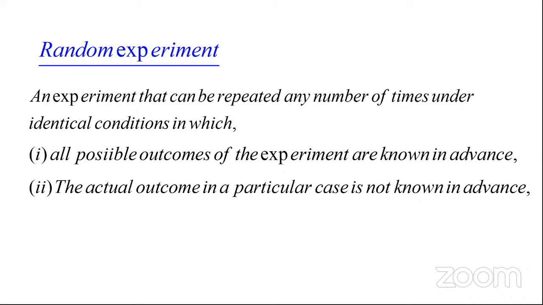What is the meaning of this? I'm giving an example. If you are tossing a coin, then you know the possible results: head or tail. That is the first condition. And the second condition, the actual outcome in a particular case is not known in advance. When we toss a coin, you don't know what will happen; it will be tail or it will be head, exactly you don't know. So that is a random experiment. Otherwise you can also take a die. Those are examples of a random experiment.